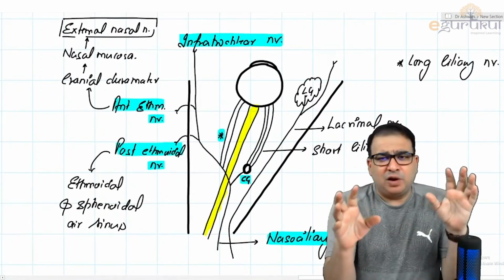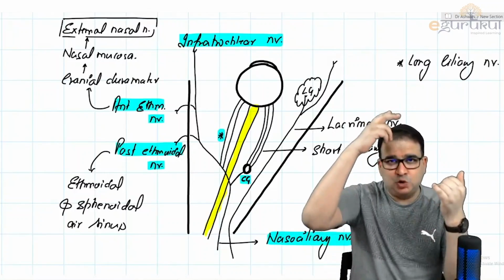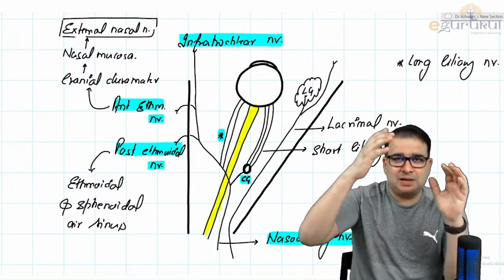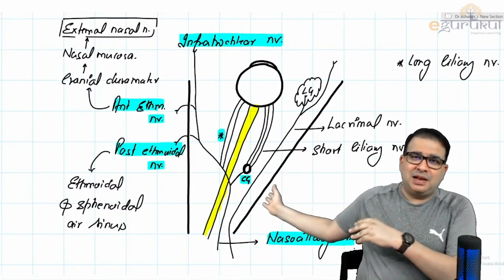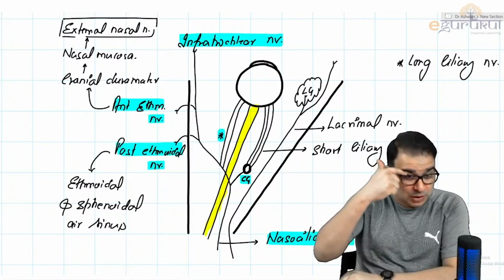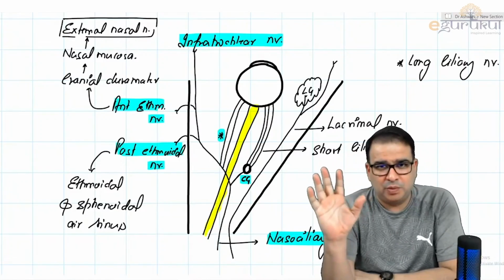Beta, there is no confusion about the frontal nerve or lacrimal nerve. Everyone understands that. Frontal nerve divides into two branches, supratrochlear and supraorbital, supplying the skin of the forehead and the scalp. Fine, done. Lacrimal nerve supplies the lacrimal gland and ultimately comes out to supply the skin of the upper eyelid on the lateral side. That is also done, no problem.